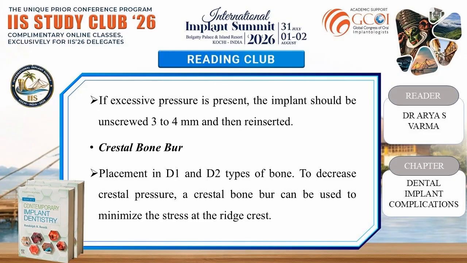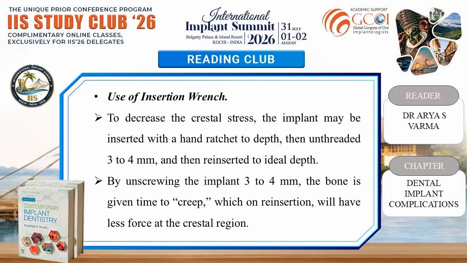Second one is crestal bone burr placement in D1 and D2 types of bone. To decrease crestal pressure, a crestal bone burr can be used to minimize the stress at the ridge crest. Use of insertion wrench. To decrease the crestal stress, the implant may be inserted with a hand ratchet to depth, then unthreaded 3 to 4 mm and then reinserted to ideal depth. By unscrewing the implant 3 to 4 mm, the bone is given time to creep, which on reinsertion will have less force at the crestal region.